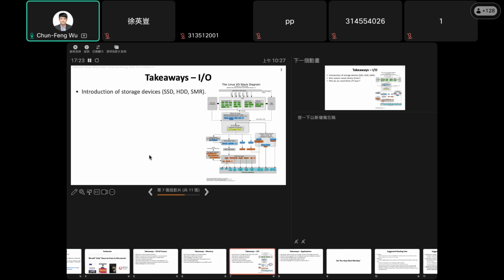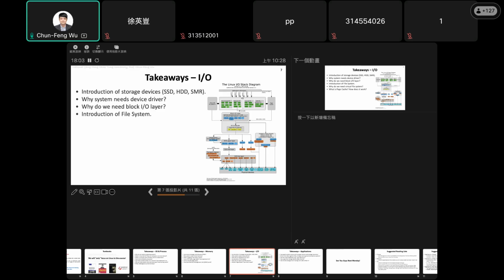For the I/O part, this is a typical figure you can find on the internet of the Linux I/O stack diagram. This is the earlier version, like 2.4 or 2.6. In later Linux versions, this diagram becomes quite complex, but the key things are all the same. We will talk from the bottom, the device part, covering SSD, hard disk drive, and SMR. Then we will talk about why the system needs device drivers, why we need block I/O layers, and we'll also introduce the file system.